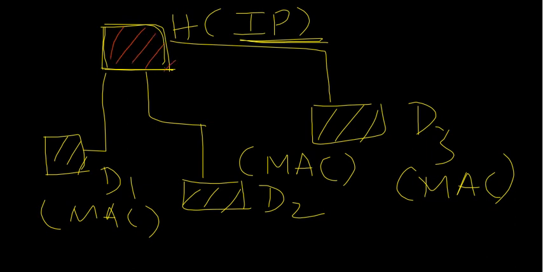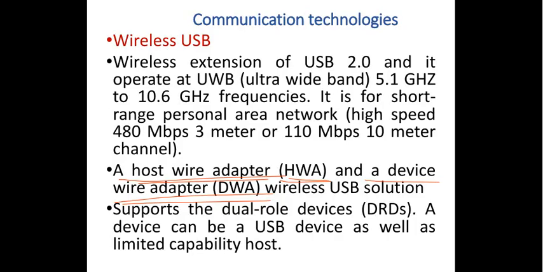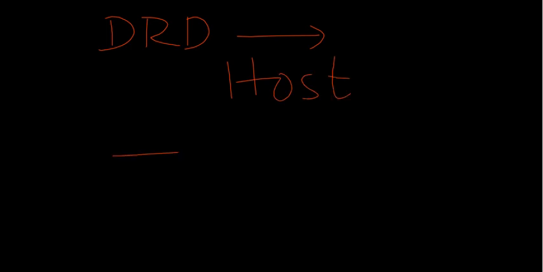Okay, so now coming back here, you can see a host wire adapter and a device wire adapter. The wireless USB solution supports dual role devices, DRDs. So what do you mean by dual role devices, DRD? The one which has the capability of acting both as host as well as the device.